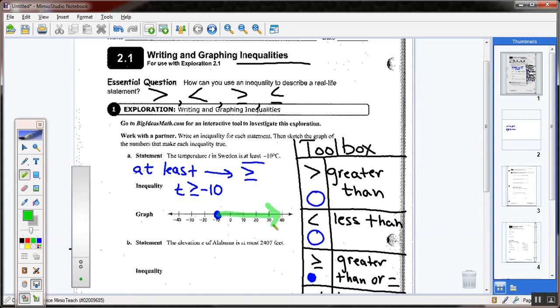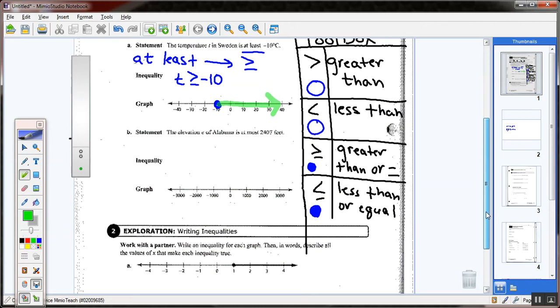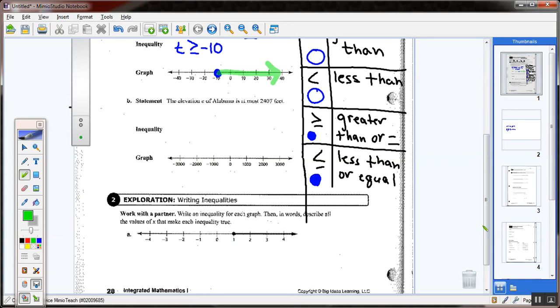Let me ask a question. Could the temperature be 30 degrees based on my graph? Yes. Could it be negative 30? No. All these shaded values right here represent solutions that would satisfy this statement. All right. Let's talk part B. It's kind of hard to read up here, but you have it in front of you. Part B says the elevation of Alabama is at most how many feet?